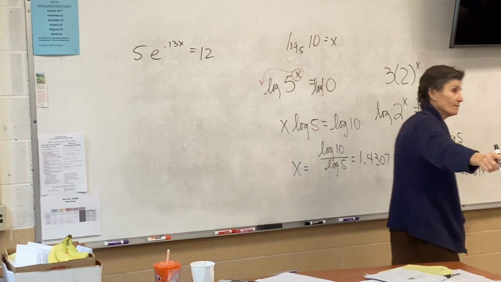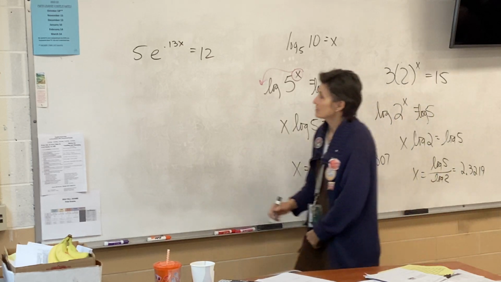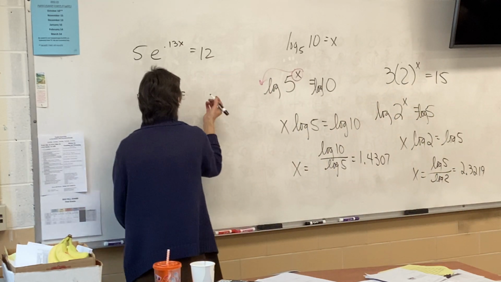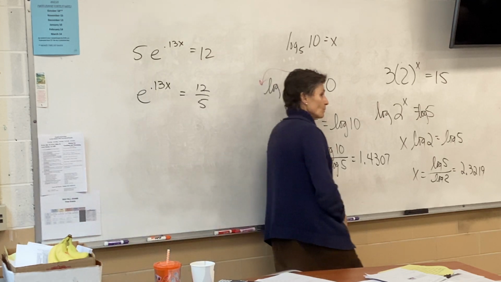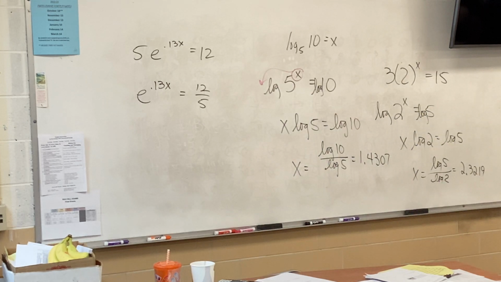Divide by 5. We have so many common themes here. We always get rid of that extra number, right? So we're going to divide by 5. So e to the 0.13x equals 12/5, which you can leave as 12/5 or write as 2.4. It doesn't matter, since you don't have to round it off. If it were 12/7, we would leave it as 12/7.